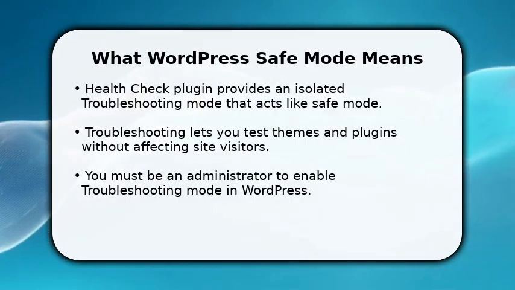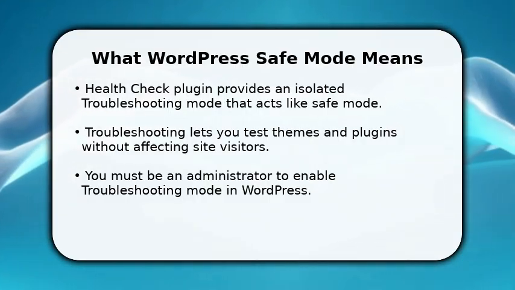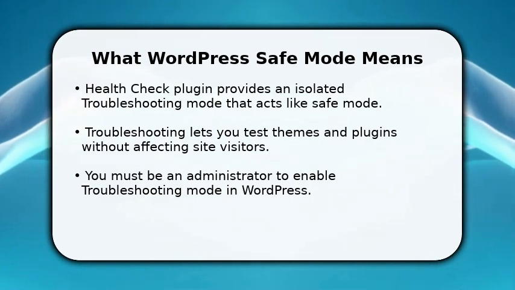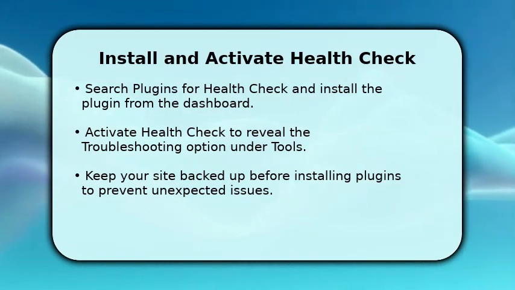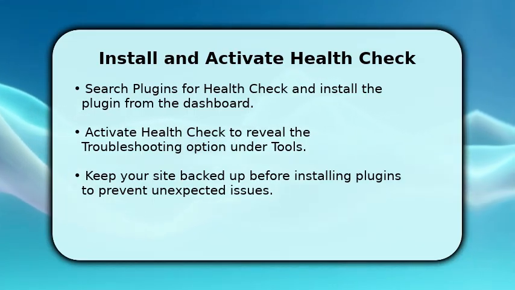You must be an administrator to enable troubleshooting mode for your account. Follow the steps in the next slides to install, activate, and use this feature safely. Open your WordPress dashboard and go to Plugins, then Add New. Search for Health Check, look for the plugin from the WordPress org listing, and install it.